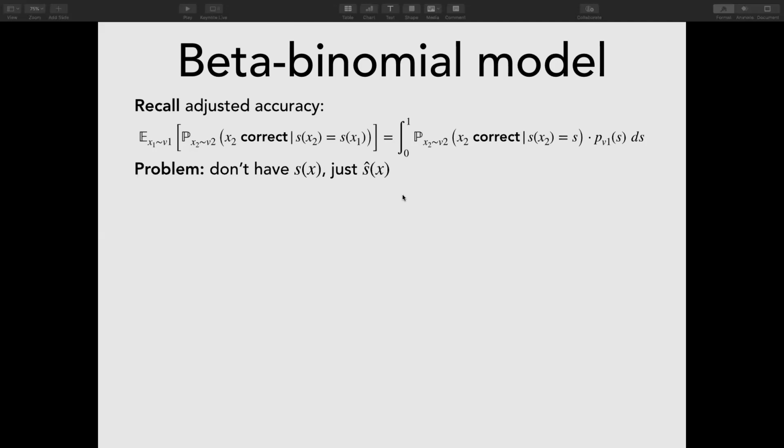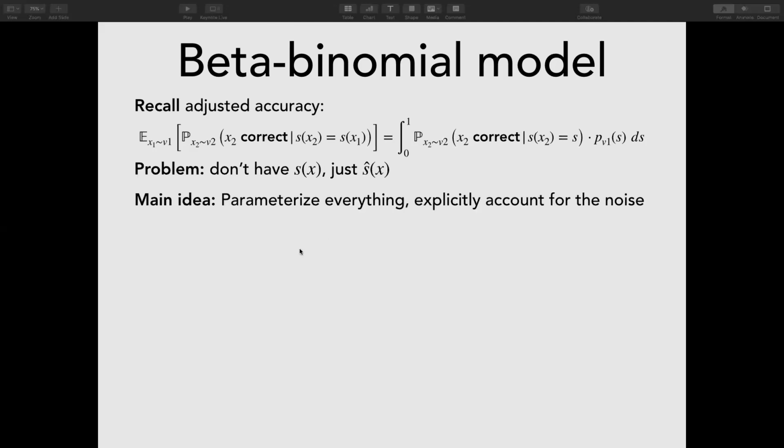Okay, so the main idea behind the Beta-binomial model is that instead of trying to actually calculate these two terms empirically with the observed data, we're just going to parameterize them as G of theta of S and P of theta of S. And then we're going to try to find parameters theta that essentially explain the data we actually observe.